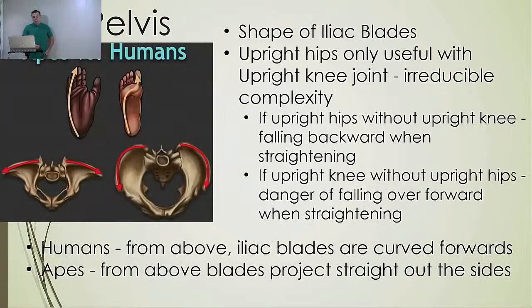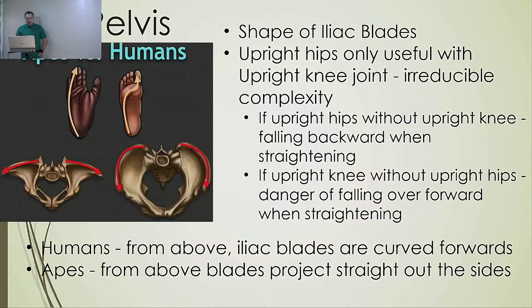The pelvis has a lot of differences as well. The pelvis is what is needed to be able to walk upright, or one of the things. You have to have an upright pelvis, but you also have to have upright knees. If your knee joints aren't designed to walk on two legs, then it doesn't matter if your pelvis is or not, you're going to have problems, or vice versa. Say we had an upright pelvis, but we didn't have the upright knees. We're going to be falling backwards every time we try to stand up. Or if we have the upright knees without the upright hips, then we're going to have a danger of falling forward every time we try to stand up. This is another example of irreducible complexity. We have to have both at the same time for them to work.